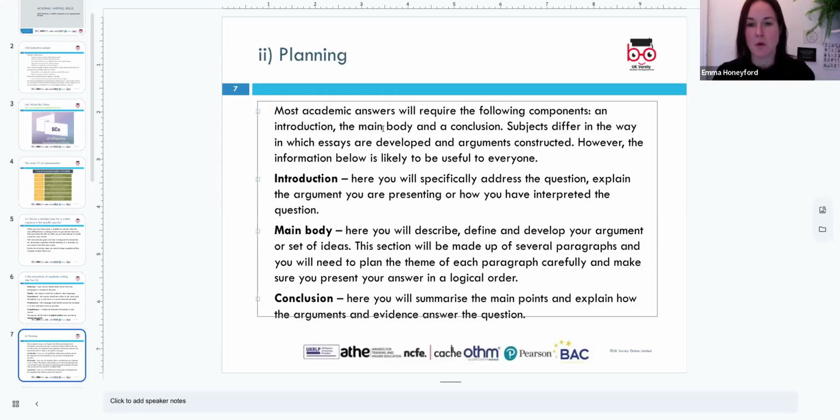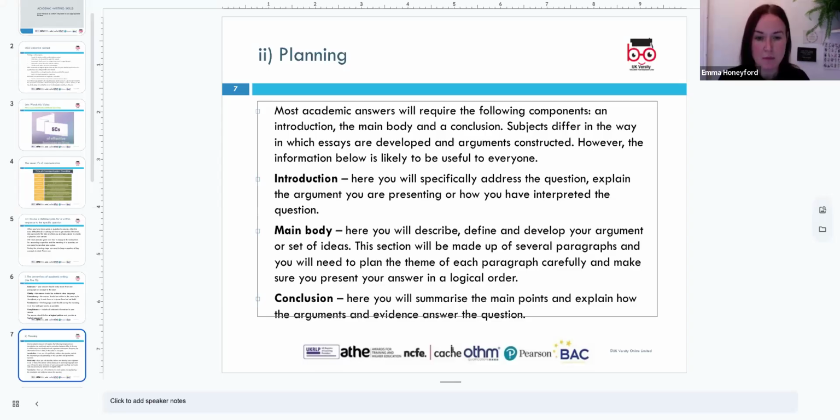So, planning section. Most academics will require the following components. You've got an introduction, the main body, and a conclusion. Subjects differ in the way in which essays are developed and arguments constructed. However, the information below is multidisciplinary and it applies across most subject areas for the most part. So you'll have an introduction, your main body, and then a conclusion. The introduction, as I alluded to earlier, will specifically address the question and explain the argument that you're going to present. That will be quite brief.